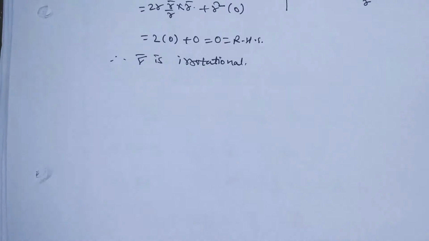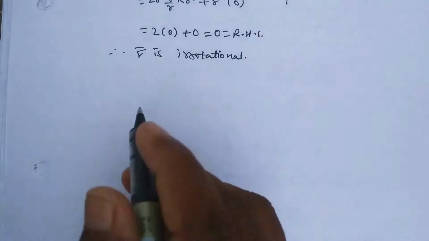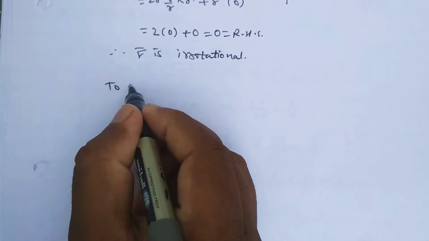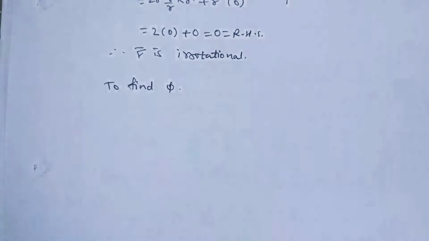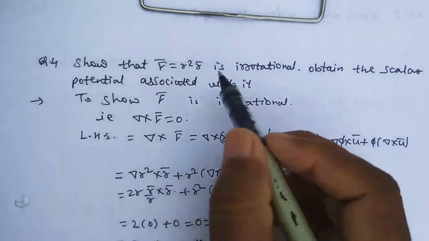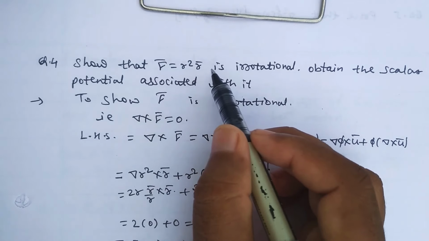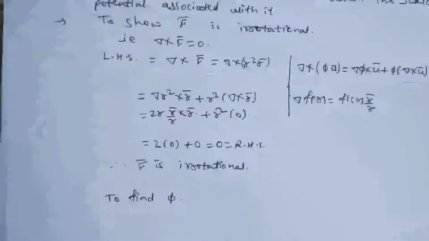Now f bar is irrotational, that means we can find scalar potential phi. So to find phi, in the previous examples, when we showed that f bar is irrotational, we could find the scalar potential phi. That time we used the formula integration of f1 dx plus integration of f2 dy plus integration of f3 dz plus c. That time we had f bar given in terms of f1 i bar plus f2 j bar plus f3 k bar. But here f bar is given as r square into r bar. It is not given in terms of f1, f2, f3. So you are going to use another result.